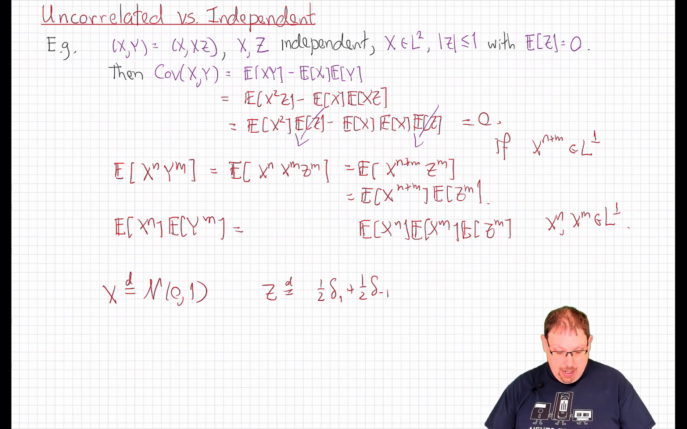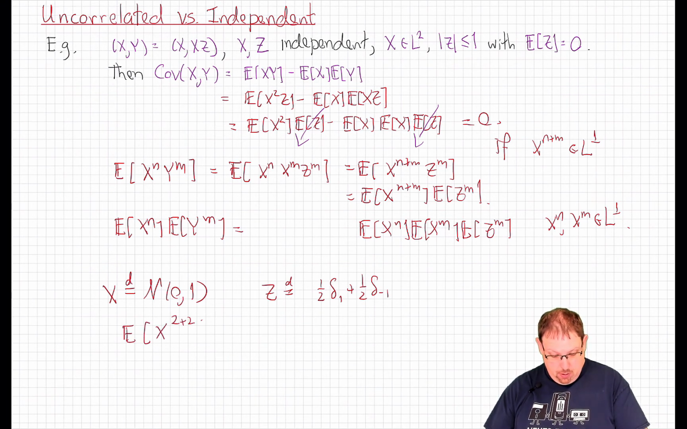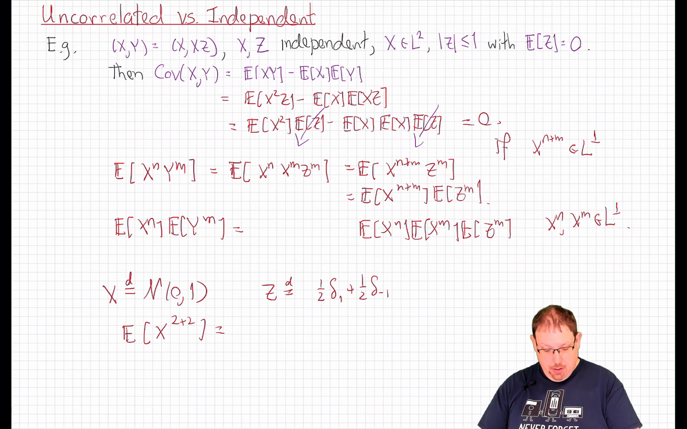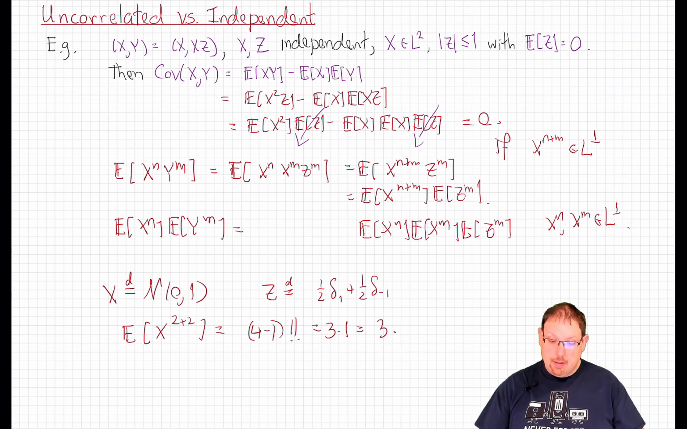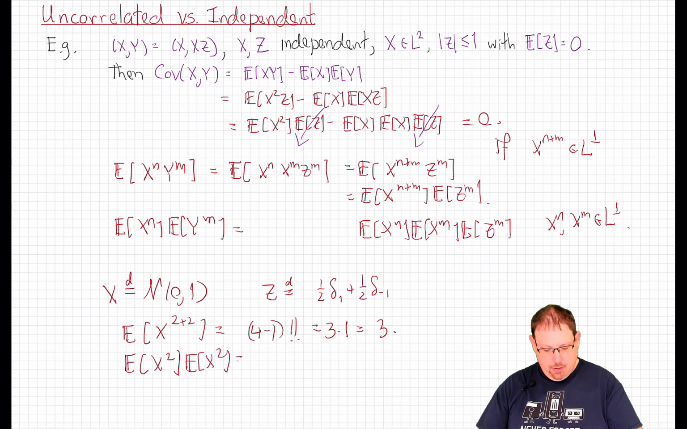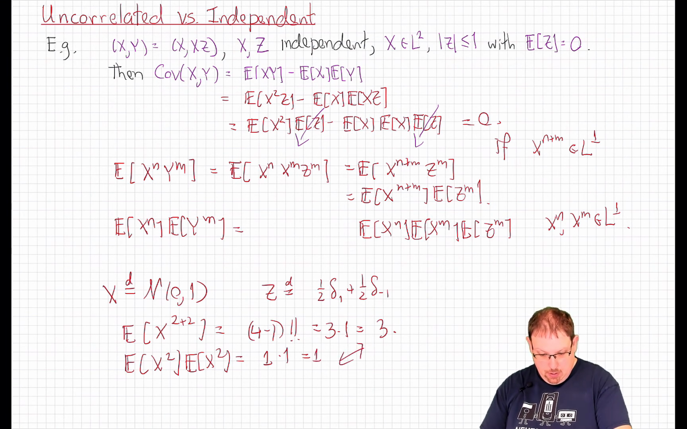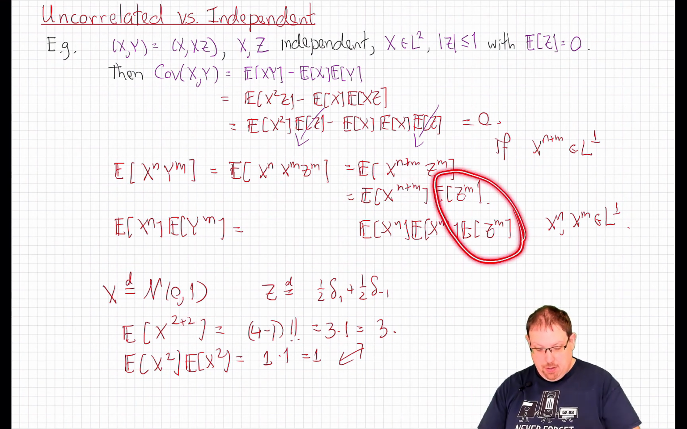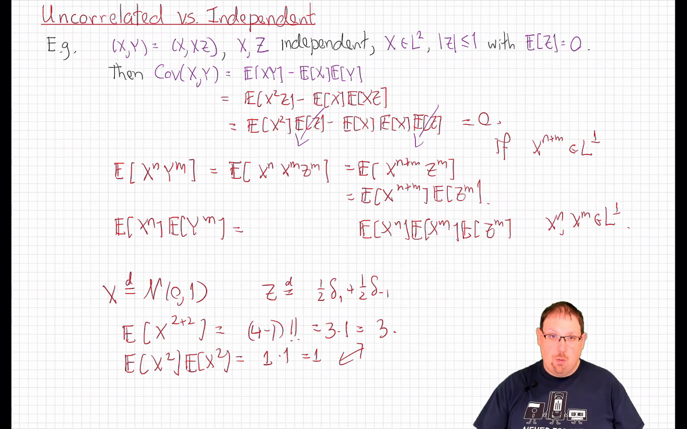Let's do it with n and m both 2. Then the expected value of x to the 2 plus 2 is the fourth moment of a Gaussian, and we've seen what that is before. It's equal to 4 minus 1 double factorial, or 3 times 1, which is 3. On the other hand, if I take the expected value of x squared times itself, for a standard normal, that's just 1. And so, indeed, these two do not agree. But with m equal to 2 here, the expected value of z squared here is just 1, as you can check. And so this is an example.